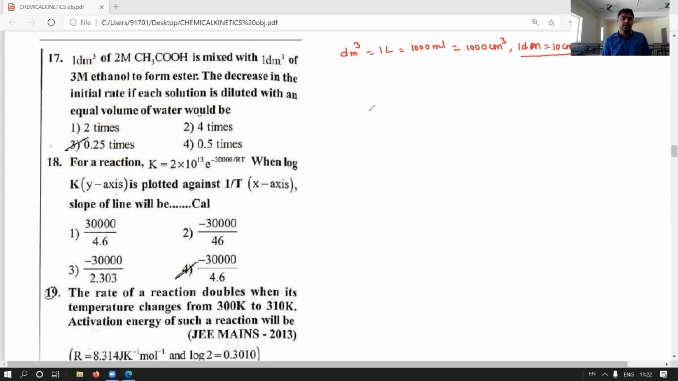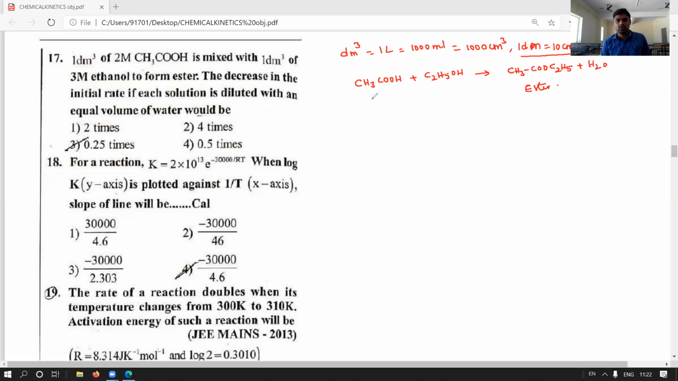Now let's see, acetic acid is mixed with ethyl alcohol, C2H5OH, and forms ester, CH3COOC2H5 plus water. Ethyl acetate will form. So the decrease in the initial rate, if the solution is diluted with equal volumes.